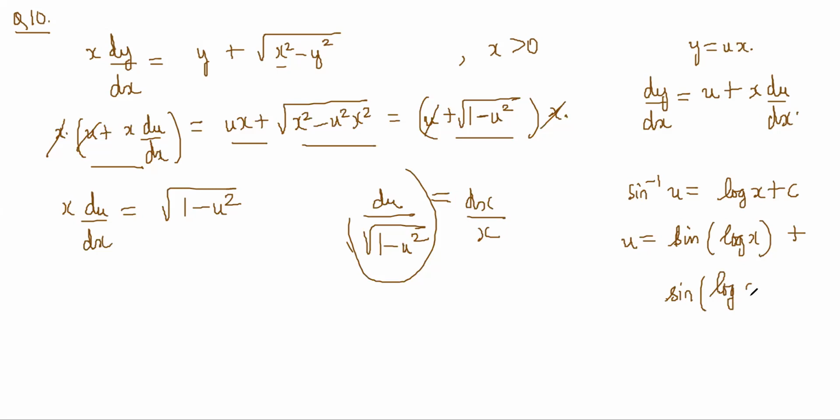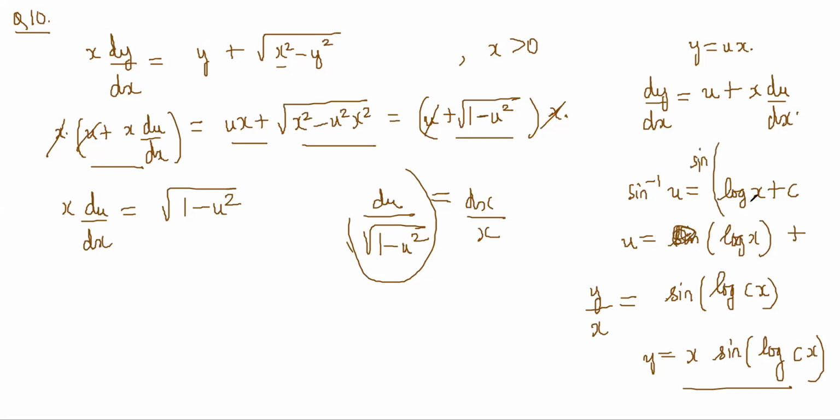Sine of log of cx, and u is y by x. So y is equal to x sine of log of cx. How did the c come? Because sine of this has to happen, right? So sine of this, but log c, instead of c, you can write it as log k. So it becomes log x plus log k is log kx. So that is what I'm writing, cx. So this type of solution will come for this.